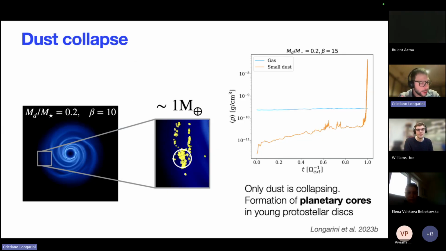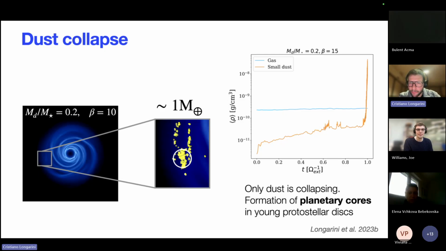Okay, so here I must say that in this simulation, we already started with a grain size of the order of centimeters. So, I mean, grain size for which the Stokes number is of the order of unity. So we didn't simulate the previous part. We just start from, let's say, the most favorable condition.